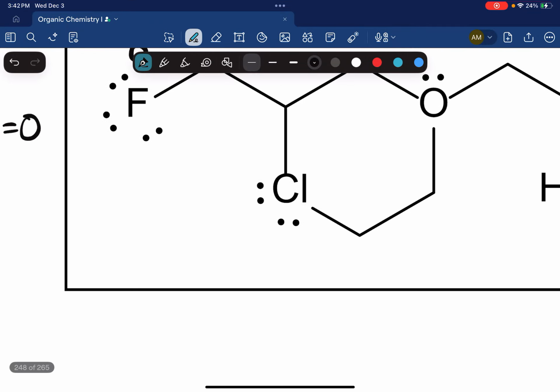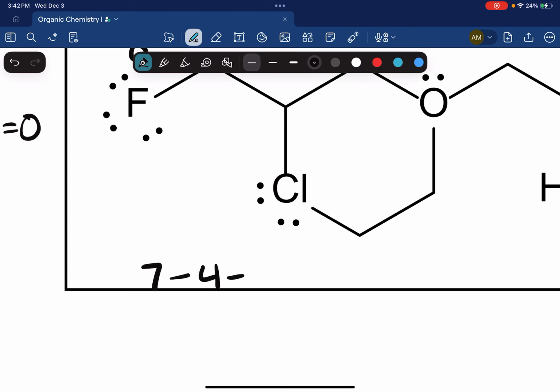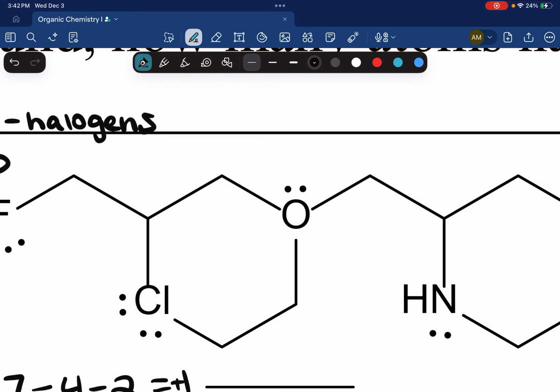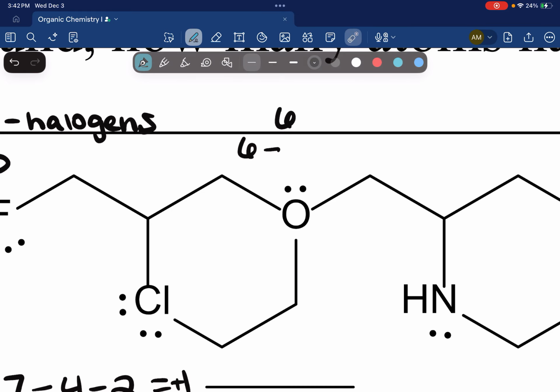Chlorine is also a halogen in column 7, so we've got 7 minus 2, 4, 5, 6. Minus 4, minus 2, that gives us 1, right? That's a +1 formal charge right there. Then we're going to go to oxygen. Oxygen's in column 6 on the periodic table, so we've got 6 minus 2 lone pairs, right? So we've got 2, and then minus 3 bonds, right? That gives us 1.